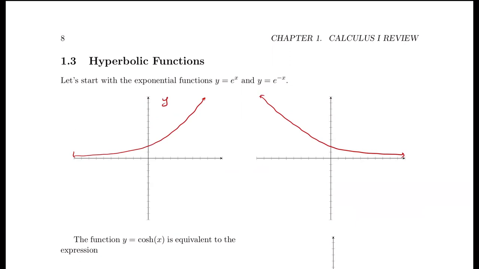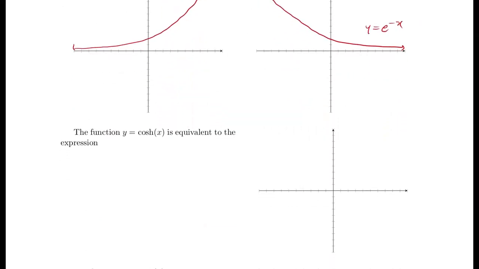We have y is e to the power of x, and this is y equals e to the power of negative x. All right, so now let's have a look at the two hyperbolic functions that we're going to be exploring here. The first one is the cosh. So we say y is equal to cosh of x, which is equal to e to the power of x plus e to the power of minus x, divided by 2. And how would this look?